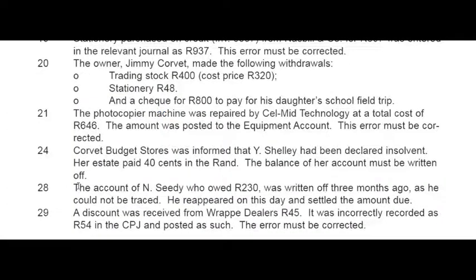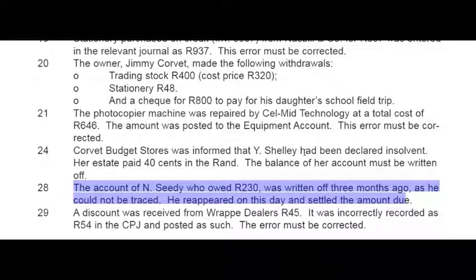Then on the 28th, the account of NCD, who owed 230 Rand, was written off 3 months ago as he could not be traced, and he reappeared on this day and settled the amount due. So in the previous video, again, I explained that when a debtor who was written off previously comes back and they come and pay us the value that they actually owed us, then it won't affect debtors control, because on the day that we wrote their account off, we completely took them out of debtors control. We said they don't owe us any money. Okay, so we can't go and credit debtors control again, because then that won't make sense.